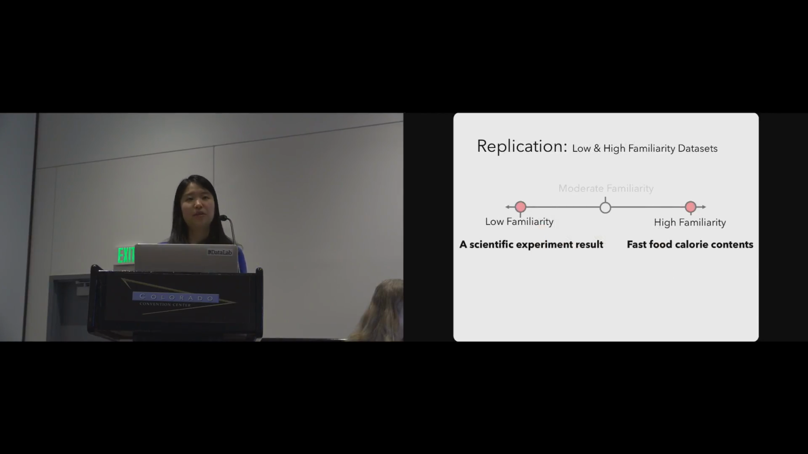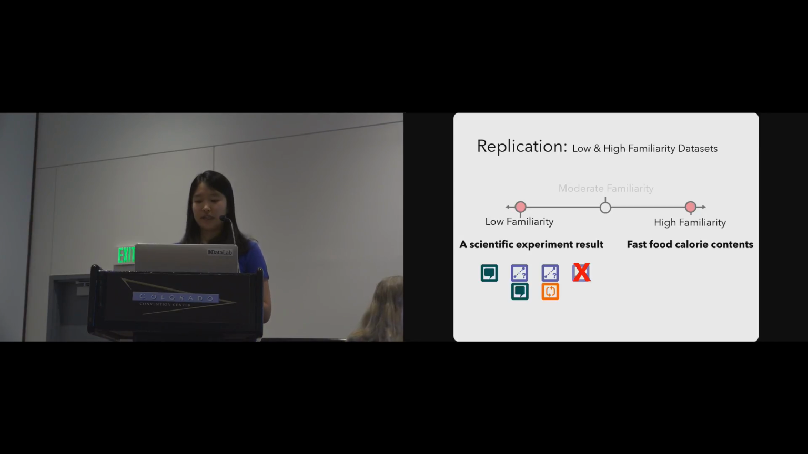So we conducted two additional replications of our study. This time, we presented a scientific experiment result as a low familiarity data set and fast food calorie content as a high familiarity data set. We replicated only the visual conditions.